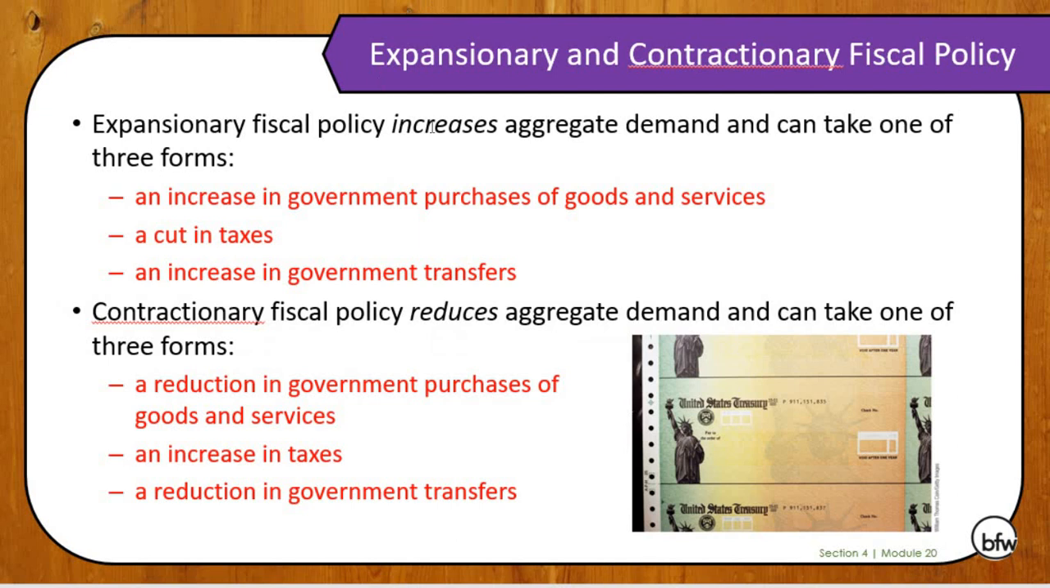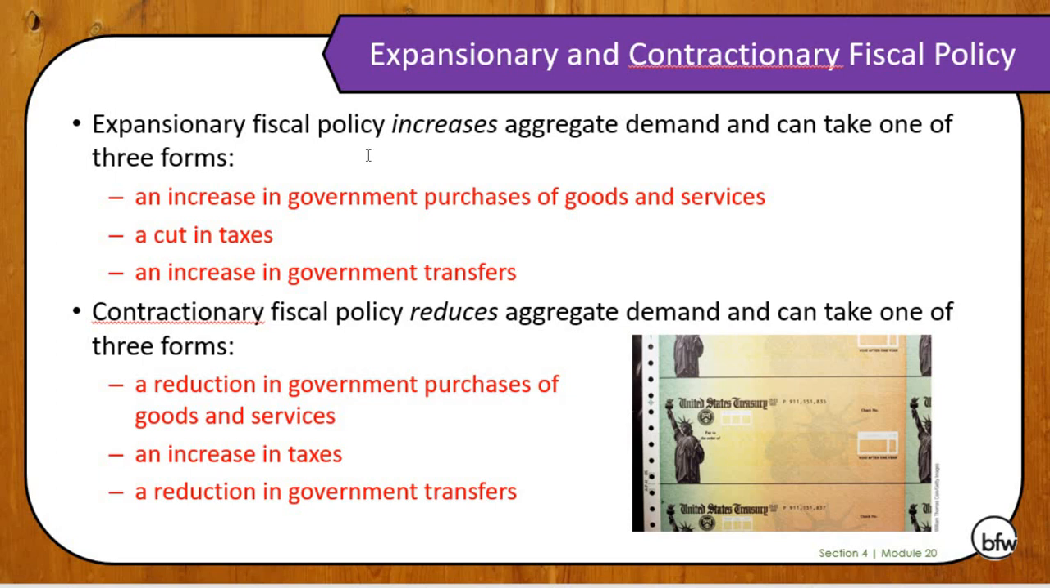Expansionary fiscal policy increases the aggregate demand curve and can take one of three forms. It can either be an increase in government purchases of goods and services, a cut in taxes, or an increase in government transfers. Contractionary fiscal policy reduces aggregate demand and can take one of three forms: either a reduction in government purchases of goods and services, an increase in taxes, or a reduction in government transfers.